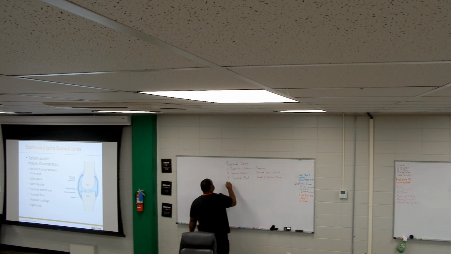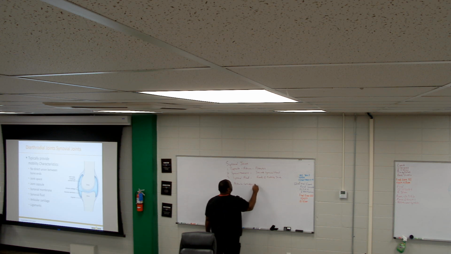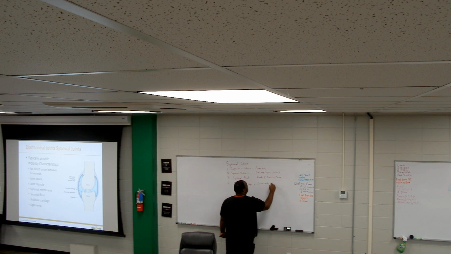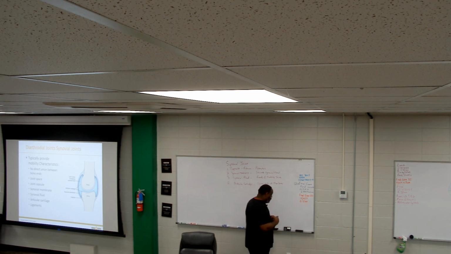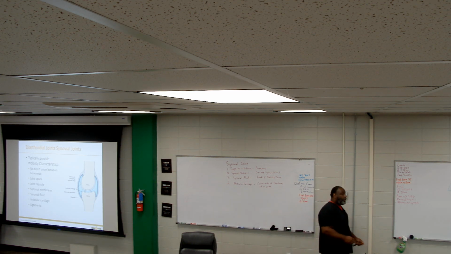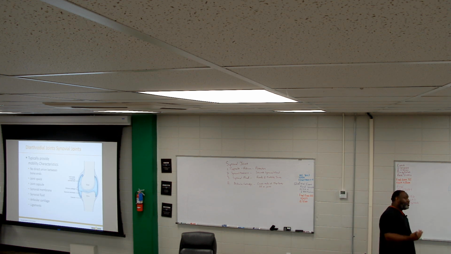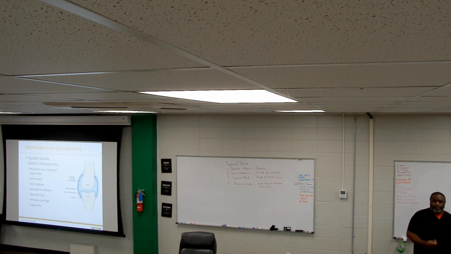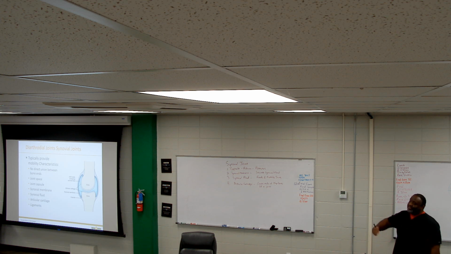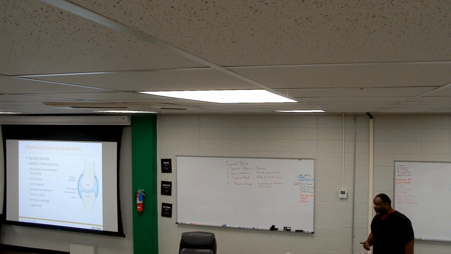Then four is the articular cartilage, which covers the ends of the bones of a joint. So those are the four main components of a diarthroidal / synovial joint. If we're using diarthroidal, it's exactly the same as using the word synovial.